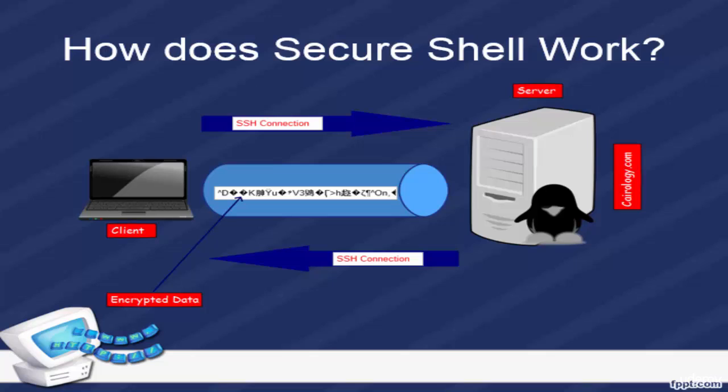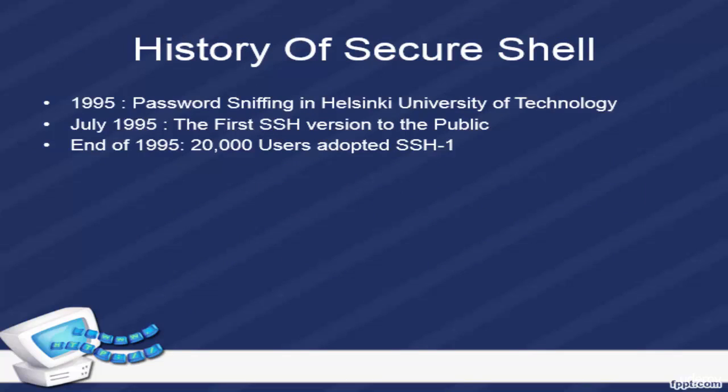Now let's move to the history of Secure Shell. The history of Secure Shell starts in 1995 when the Helsinki University of Technology, which is located in Finland, was a victim of password sniffing. At this time there was a young researcher who started developing the SSH version 1 protocol, and he started using it for himself. After a while he realized that his product was getting attention, so he released SSH1 to the public as free software with the source code in July 1995.